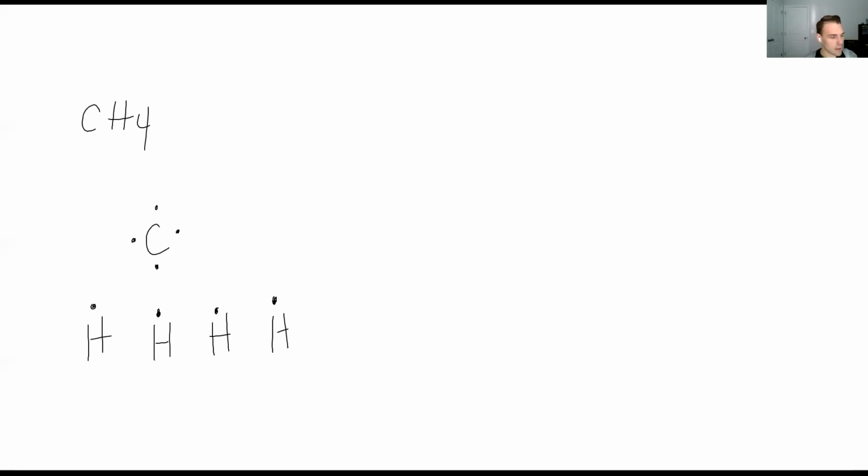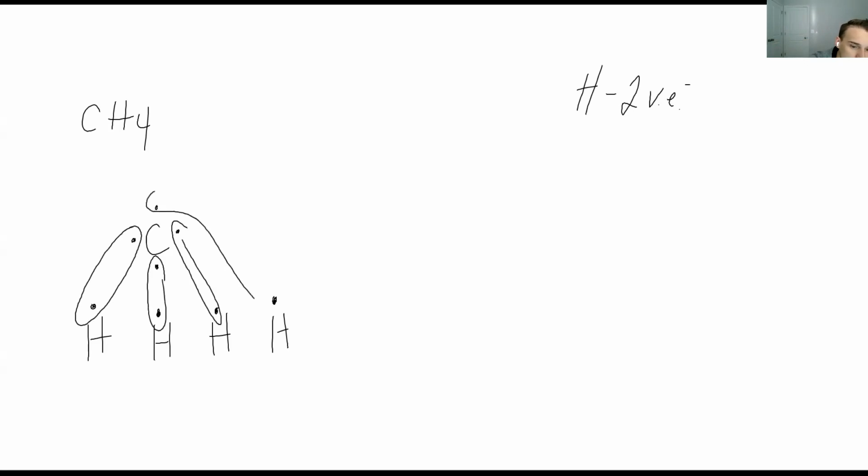Now, in order to be happy, atoms want 8 valence electrons. So they want to look like a noble gas. So in order to do that, what happens is that we share electrons. We'll talk more about this in the future. But hydrogen only wants 2 valence electrons. Okay, it's very happy with 2. It can only hold 2 because it only has a first energy level. So what happens is that these guys end up pairing up because we don't want any lonely electrons.